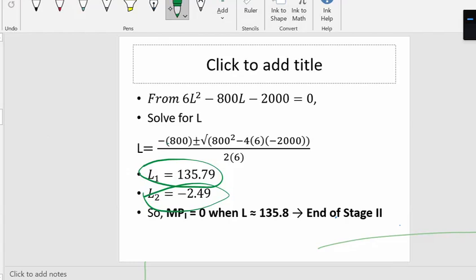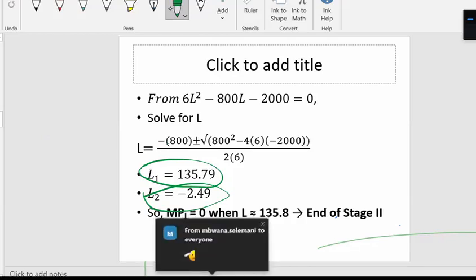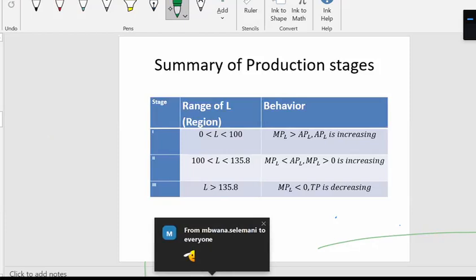This is the end of stage what? You remember when I say stage 2, the marginal product is less than 0. So what does it mean? This means if you employ more than 135 people, you are going to get a loss. Are we together? Yes. In summary, this is just a summary.